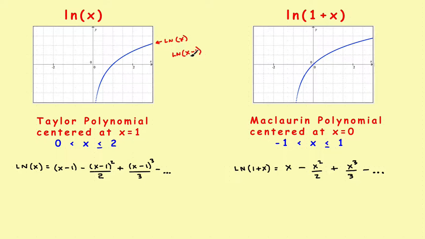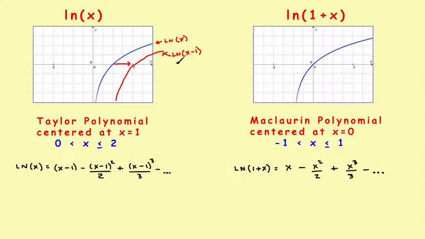Now, remember, if you replace the x with an x minus 1, it has the effect of shifting the whole graph 1 unit to the right. So this blue graph would now look something like this red graph. So this would be the natural log of x minus 1.